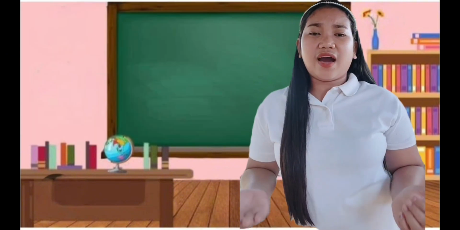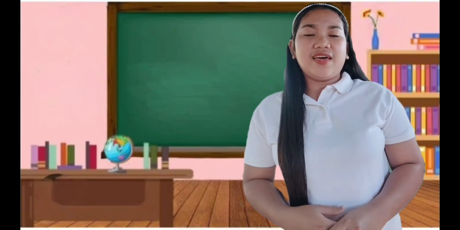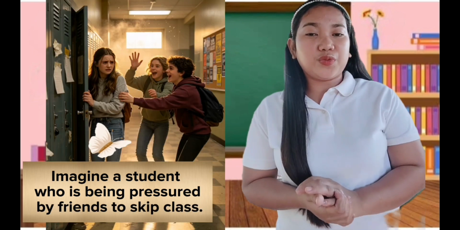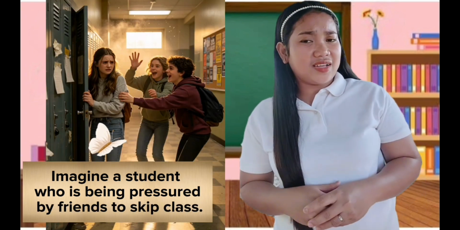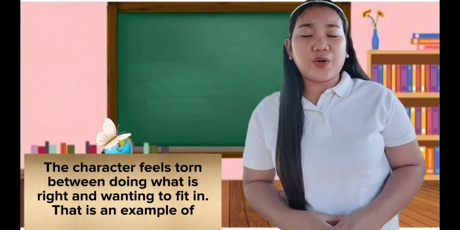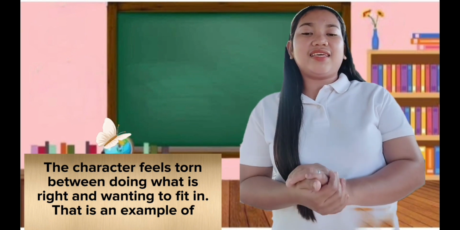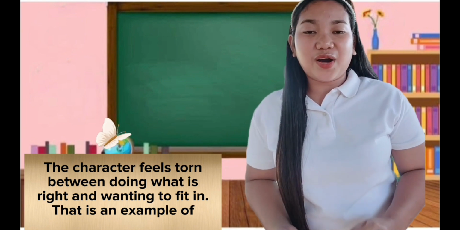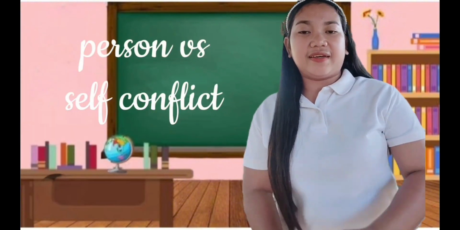Now let's look at an example from adolescent fiction. Imagine a student who is being pressured by friends to skip class. The character feels torn between doing what is right and wanting to fit in. That is an example of person versus self conflict.